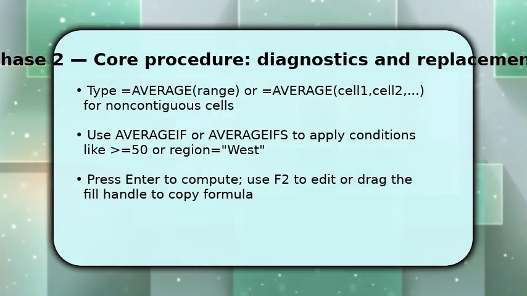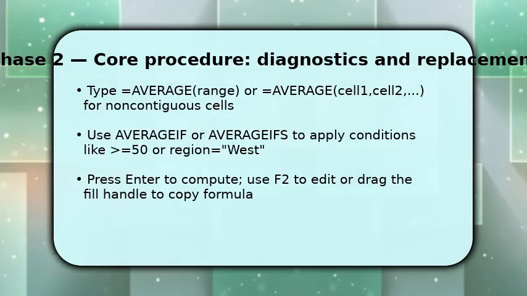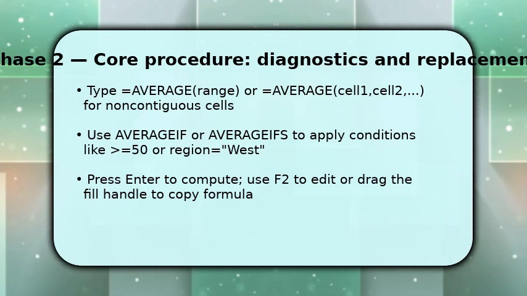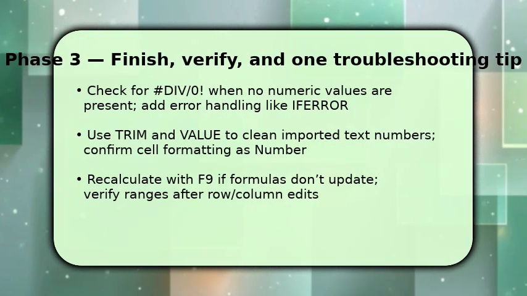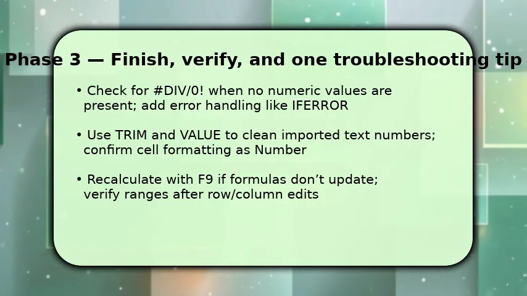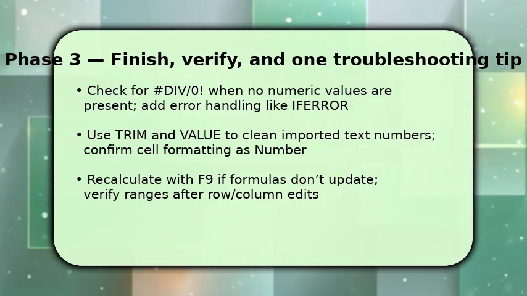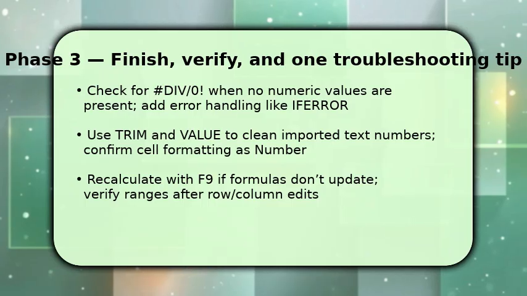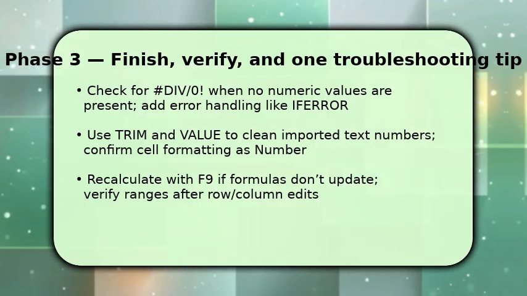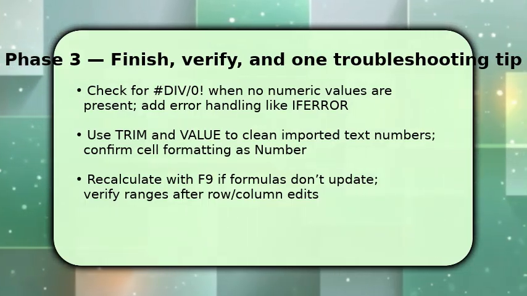If you want the formula on other rows, drag the fill handle or copy and paste, making sure references are relative. You finalize by confirming results and cleaning up errors. If you see #DIV/0!, it means the formula found no numeric entries. Wrap with IFERROR to show 0 or a message.